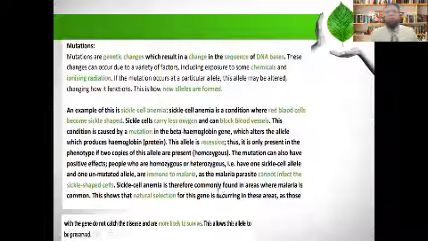Sickle cell anemia is therefore commonly found in the areas where malaria is common. This shows that natural selection for this gene is occurring in these areas, as those with the gene do not catch the disease and are more likely to survive. This allows this allele to be preserved.